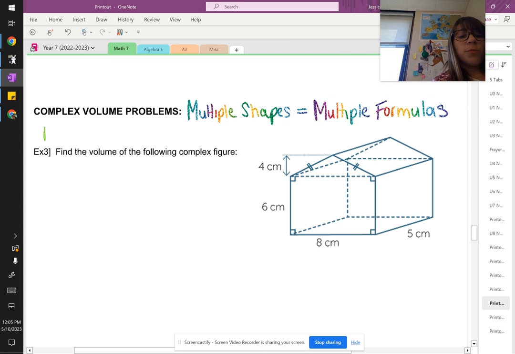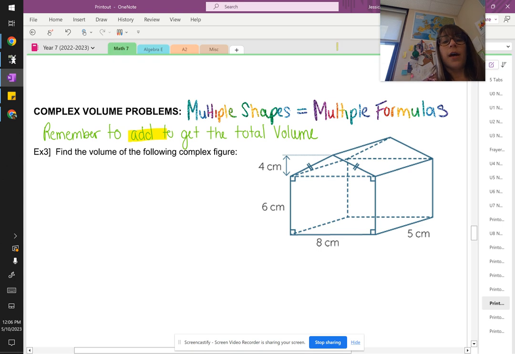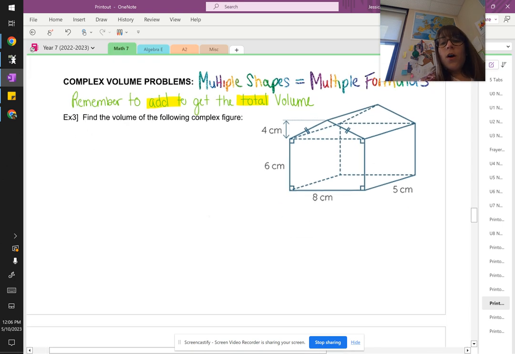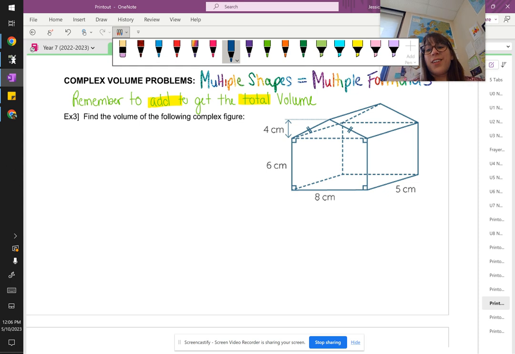Because you're going to be using multiple formulas, it's important that you remember to add to get the total volume. You're going to find the two parts and then add them together to get the total. Add to get the total. Like we practiced on day 1, the most important thing is identifying the shape correctly. You can't get the right formula if you don't know what the shape is.